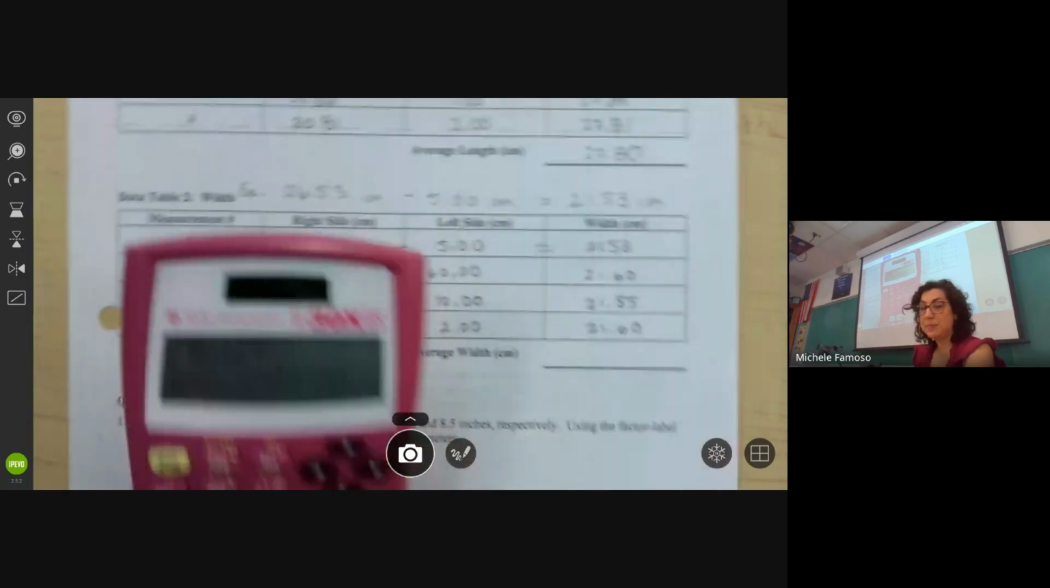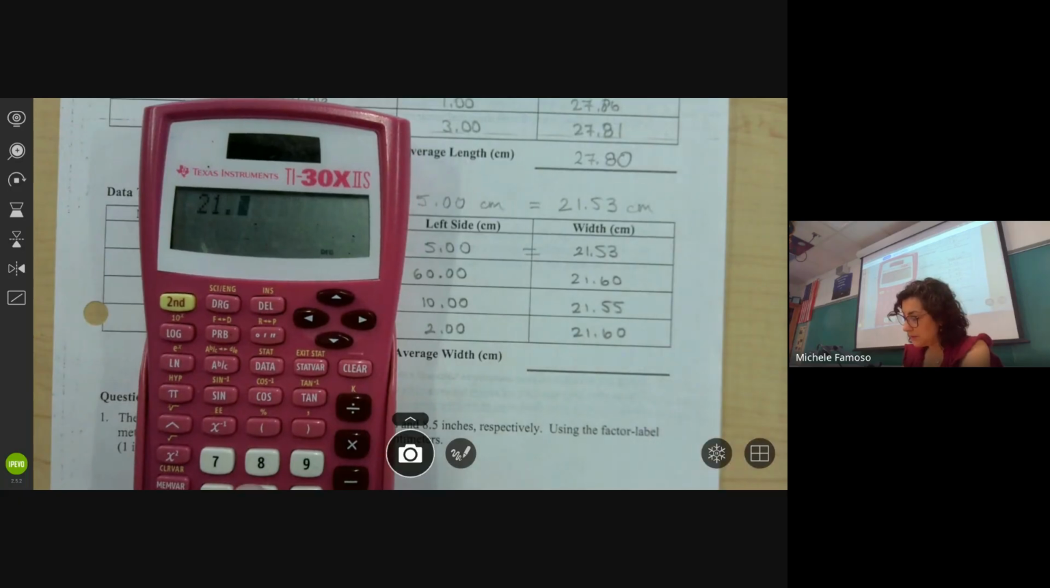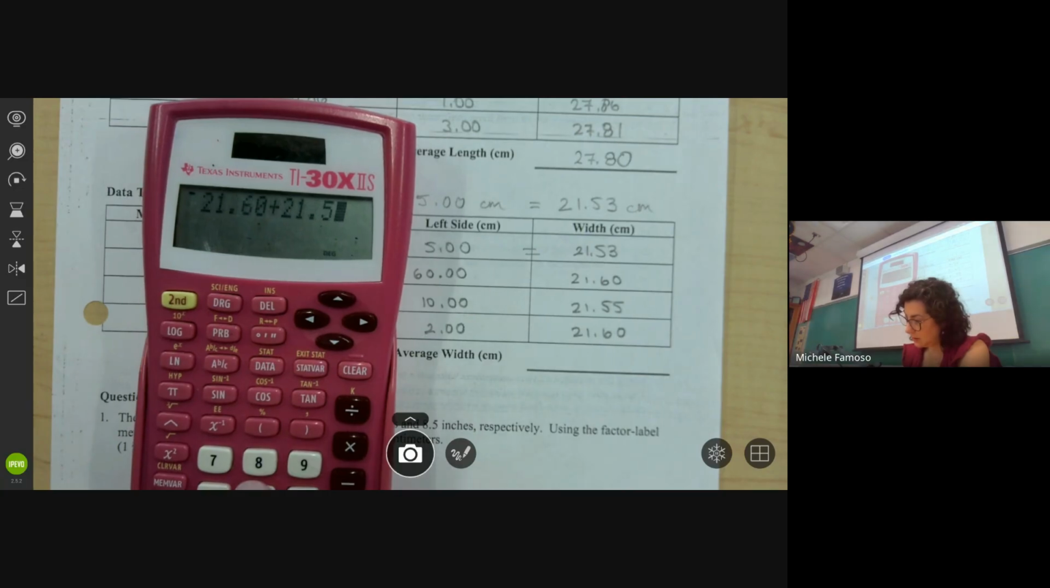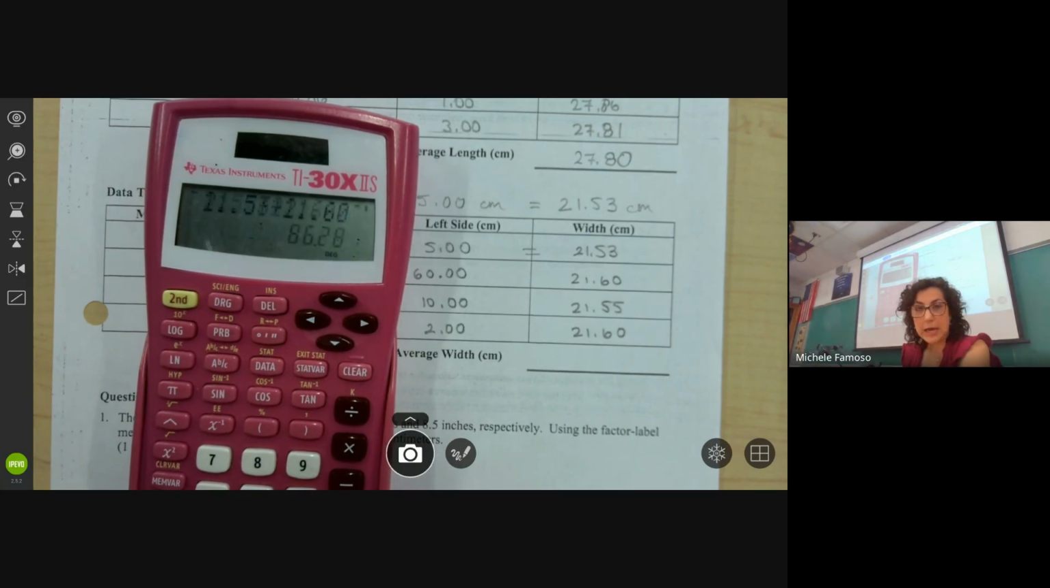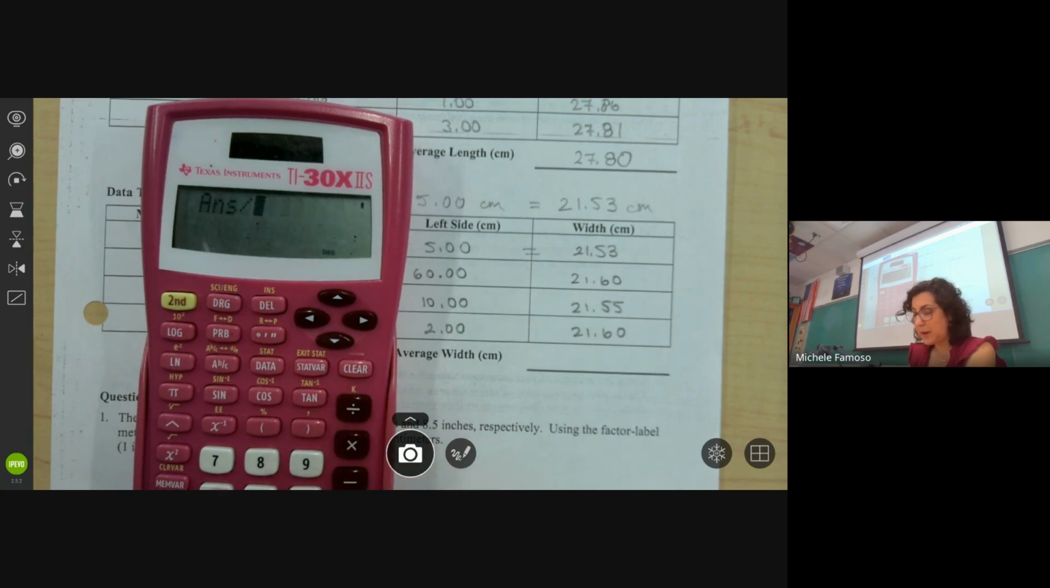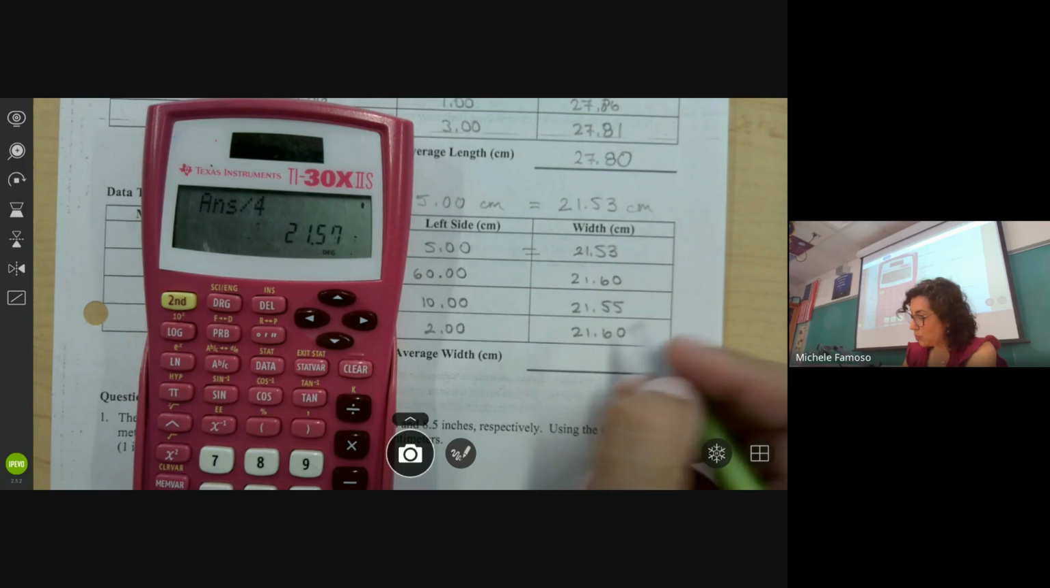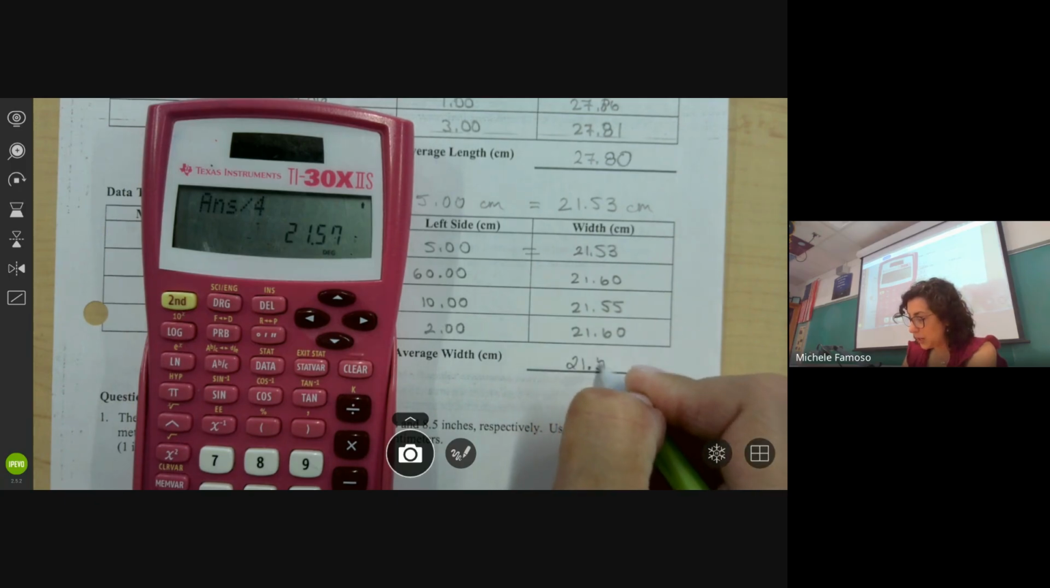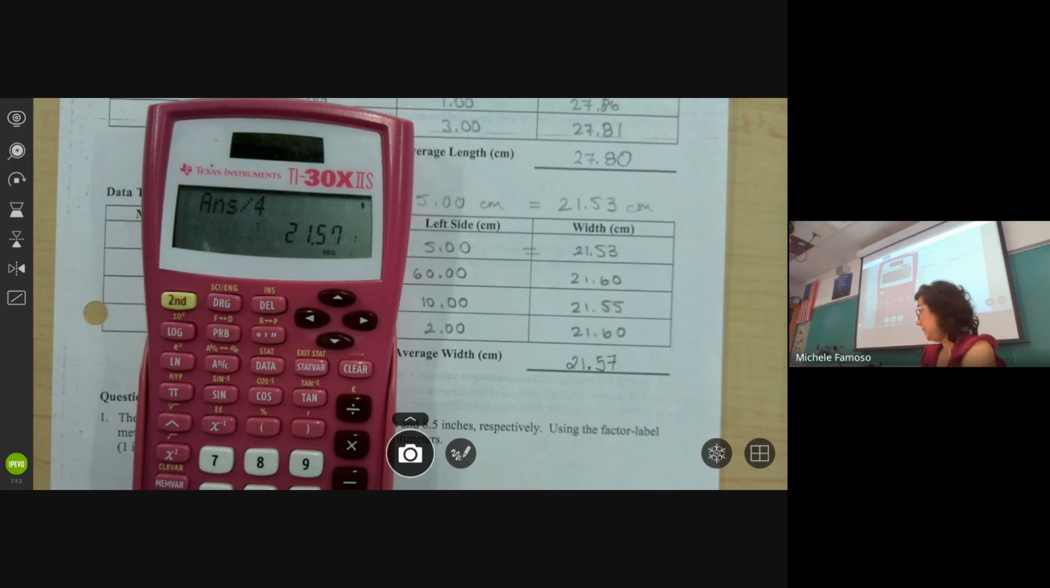All right, can you do the same thing for your width? Add up your 4 widths. And then take that sum and divide it by 4. Mine worked out perfectly to the hundredths place, so I don't have to round this time. But you might have to. Check with your group. Make sure everybody agrees on what the average is.